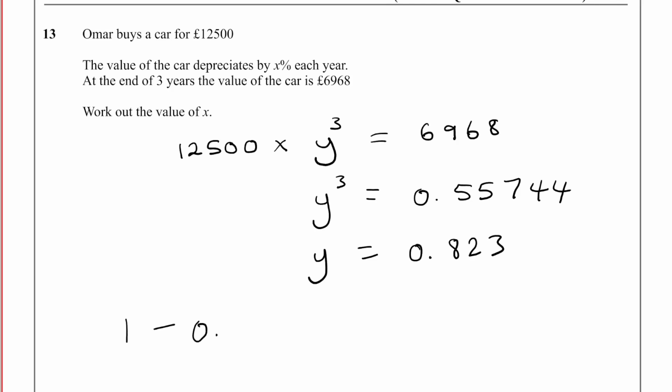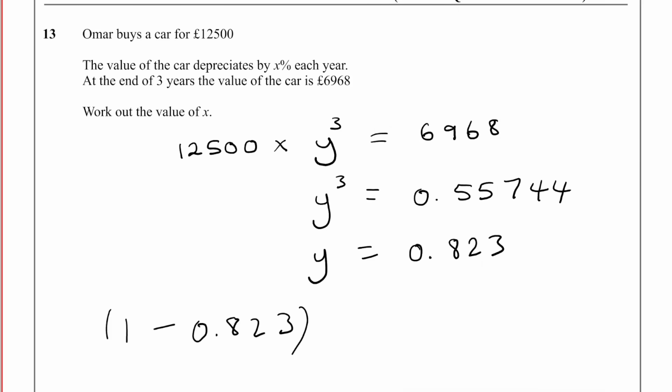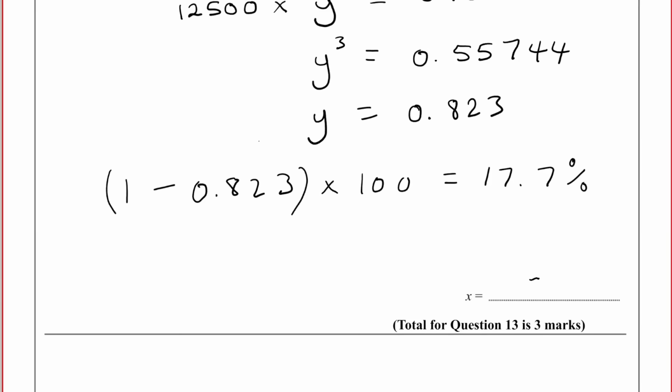So if we do 1 minus 0.823, 1 minus the answer, and then times that by 100 to make it a percentage, we can see it's 17.7%. So we're taking 17.7% off each year in order for the car to be reduced by that much.